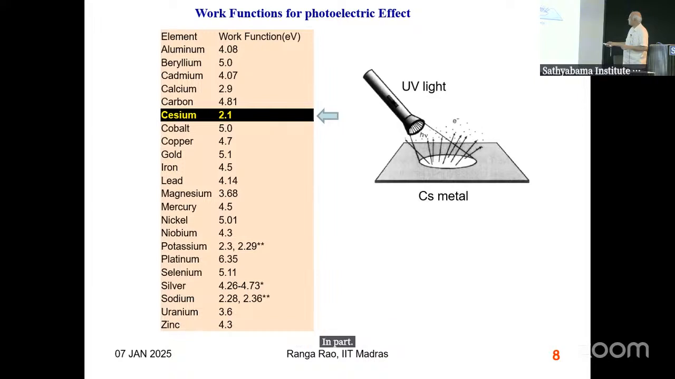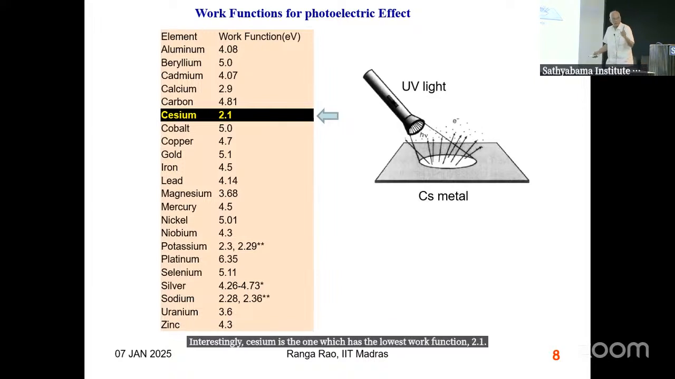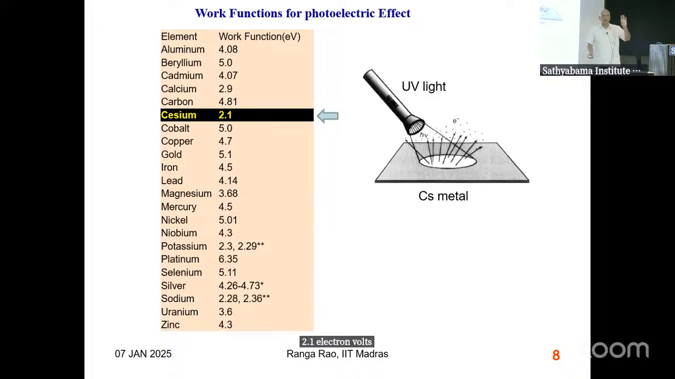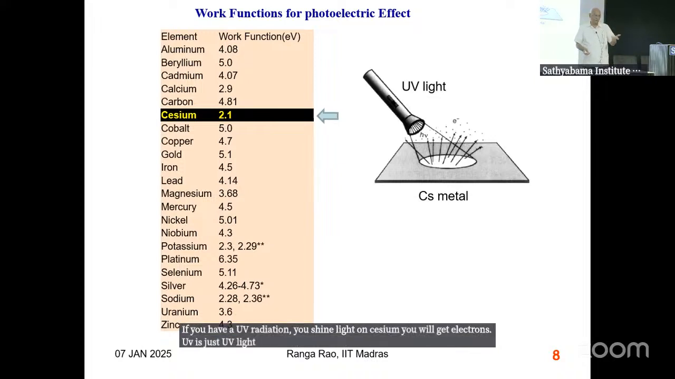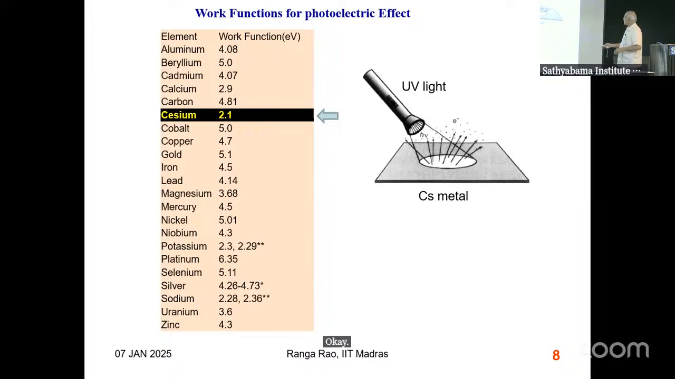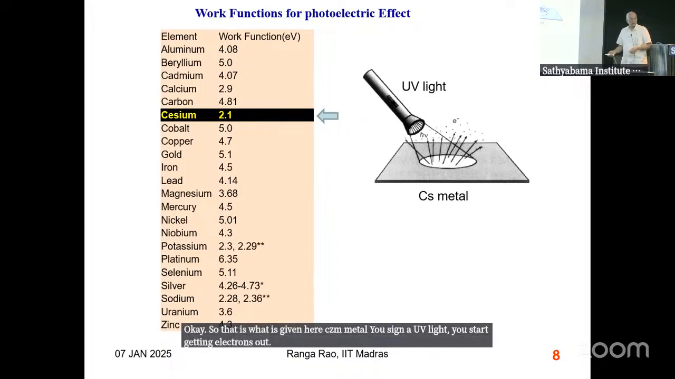Interestingly, cesium is the one which has the lowest work function, 2.1. 2.1 electron volts matches with ultraviolet radiation. If you have UV radiation and shine light on cesium, you will get electrons. Just UV light. You don't have to go to X-ray. So that is what is given here. Cesium metal, you shine UV light, you start getting the electrons out.